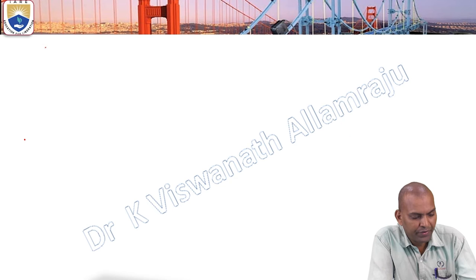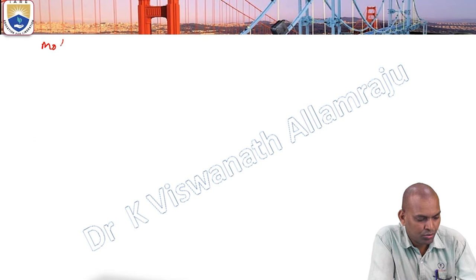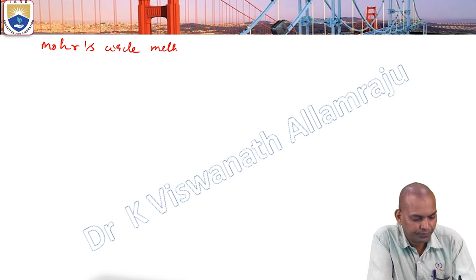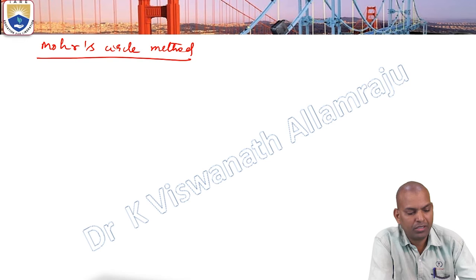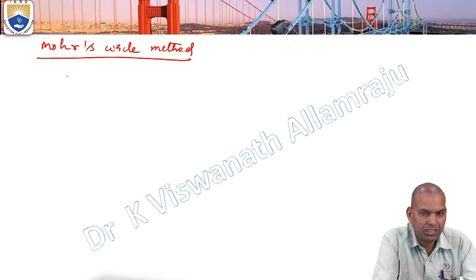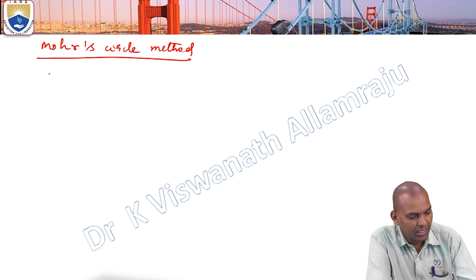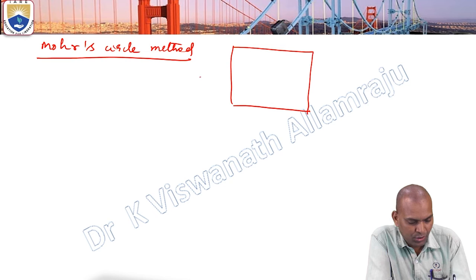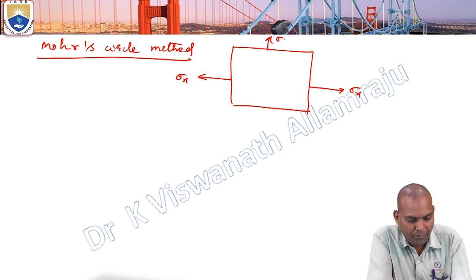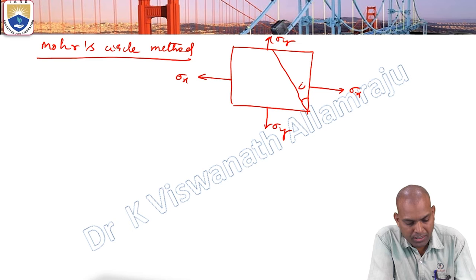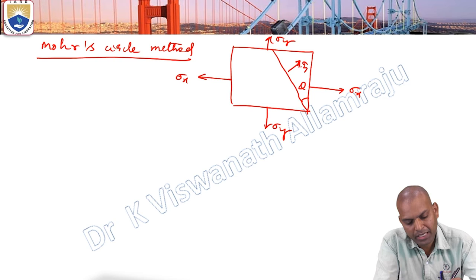Now let us consider the graphical method. The method we are going to use is known as the Mohr circle method or Mohr's method. Mohr is the name of the scientist who found this method in order to calculate sigma n and tau. It's a very easy method. Suppose we consider case 1: sigma x is acting in tension, sigma y is also in tension, and the angle of the oblique plane is theta. We have to find on this oblique plane what sigma n and tau are.